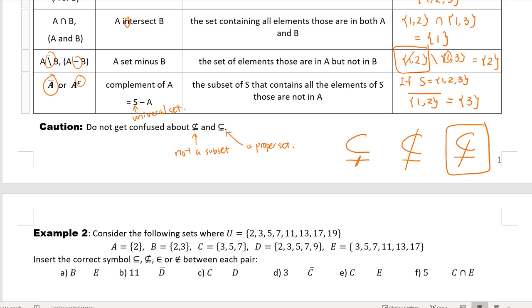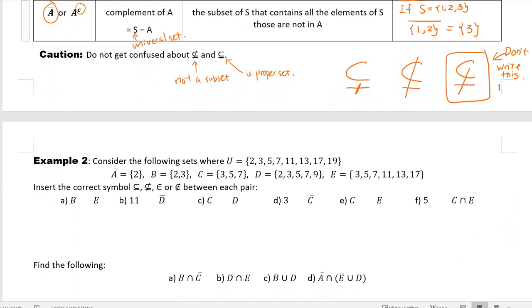but don't put something like this. Don't do this, because how do I know which way you mean? Do you mean it's a subset, it's a proper subset, or it's not a subset? So don't write this. I need to be able to tell whether it's like this or this. Okay, very good. Let's continue.